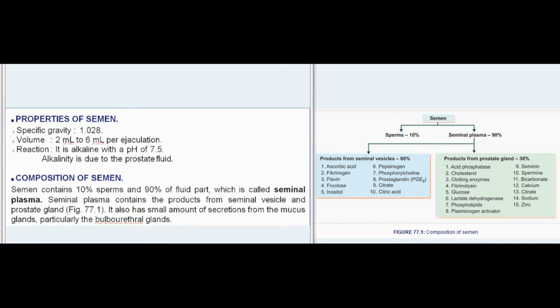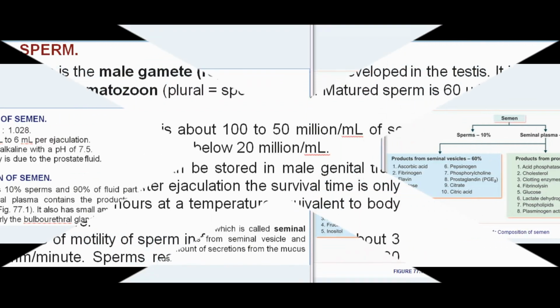Properties of semen. Specific gravity, 1.028. Volume, 2 ml to 6 ml per ejaculation. Reaction, it is alkaline with a pH of 7.5. Alkalinity is due to the prostate fluid. Composition of semen. Semen contains 10% sperms and 90% of fluid part, which is called seminal plasma. Seminal plasma contains the products from seminal vesicle and prostate gland, Fig 77.1. It also has small amount of secretions from the mucous glands, particularly the bulbourethral glands.